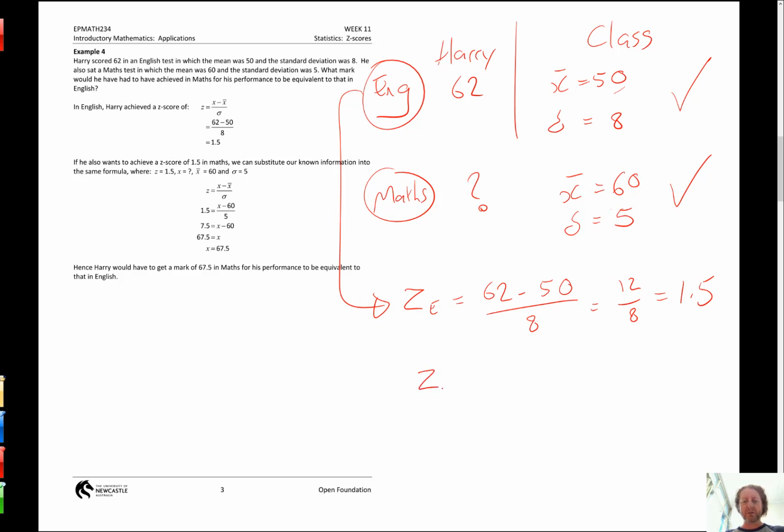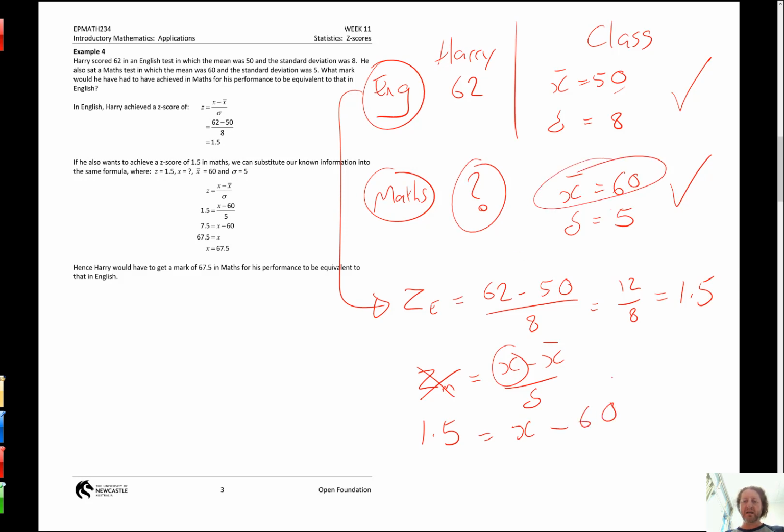We want the z-score for maths to be the same. So let's look at my formula for the z-score for maths. The z-score for maths is equal to, well, it's still score minus mean over standard deviation. In this case, I know what z-score for maths I want. I want 1.5. I don't know what score he needs to get. X is still unknown. Do I know the mean maths mark? I do. The mean is 60, and the standard deviation of the maths mark was 5.